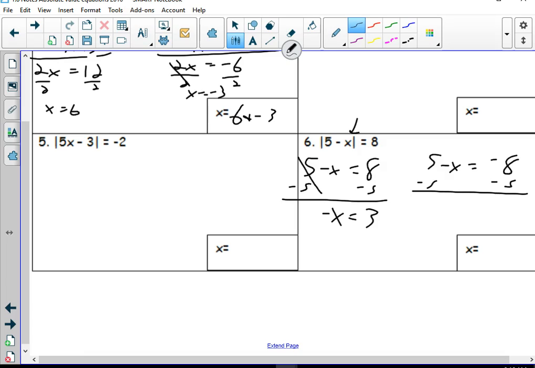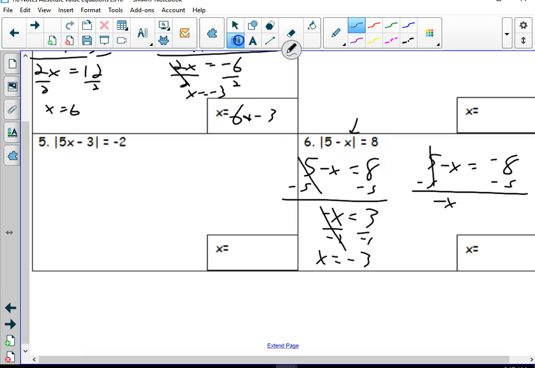It'd be less work to just divide by negative 1. Not saying you can't do it the other way, it just saves you a step. Because that negative 1, think about it. If that was negative 5x, what would you do? Divide by negative 5, right? People forget that 1's a number. It's really negative 1. So you just divide by negative 1. And that cancels that, giving me x equals negative 3. Now if I plug that back in, 5 minus negative 3 is really 5 plus 3, which is 8. Good to go.